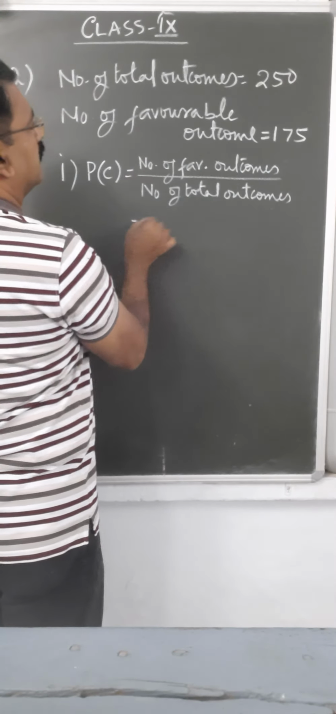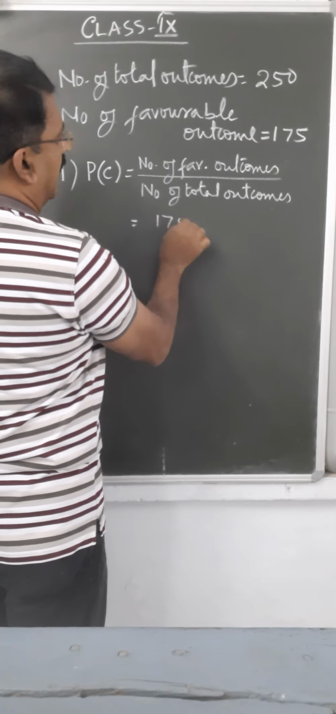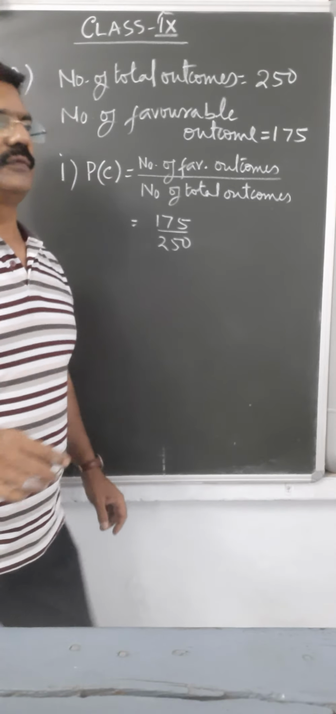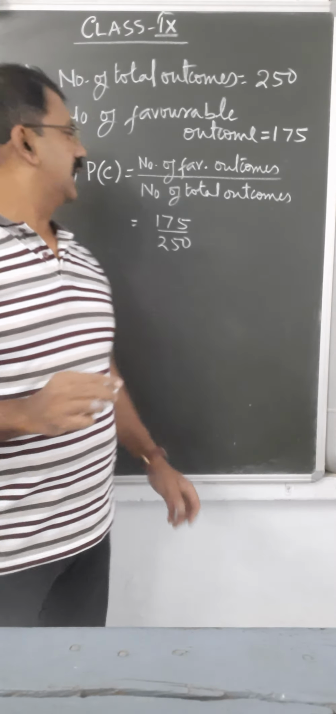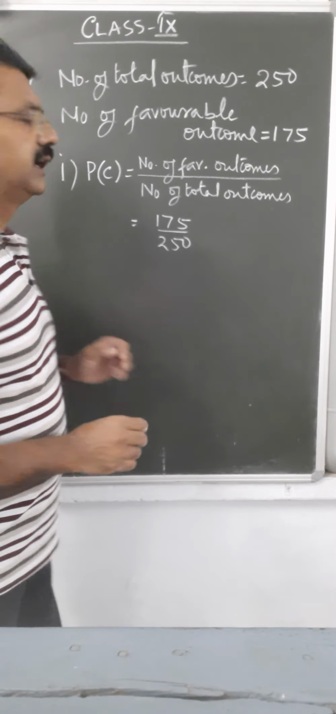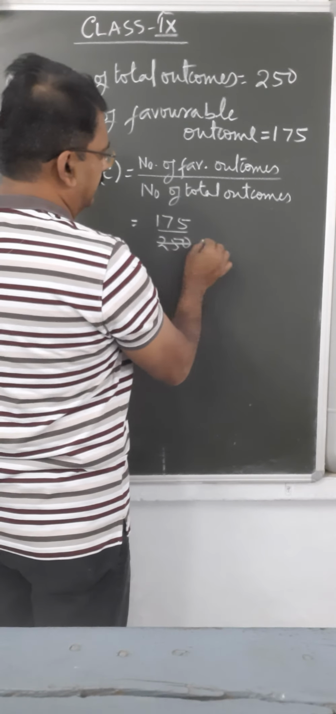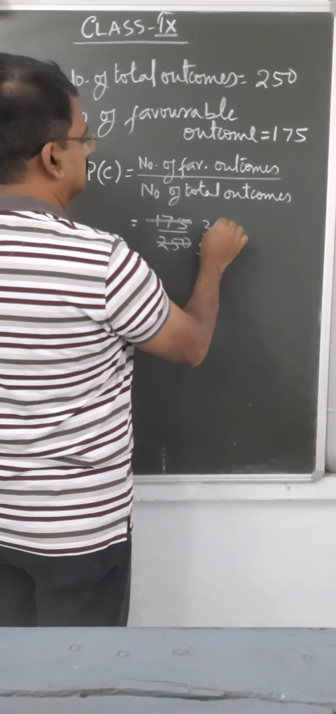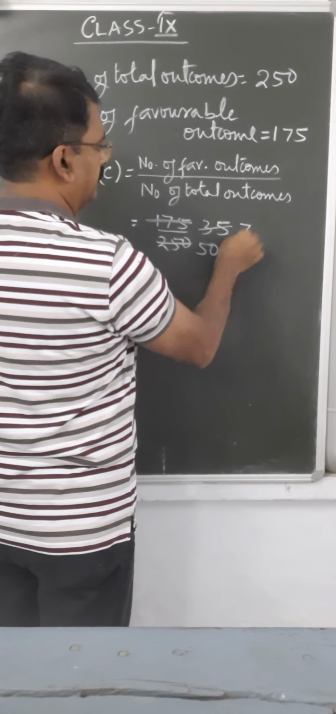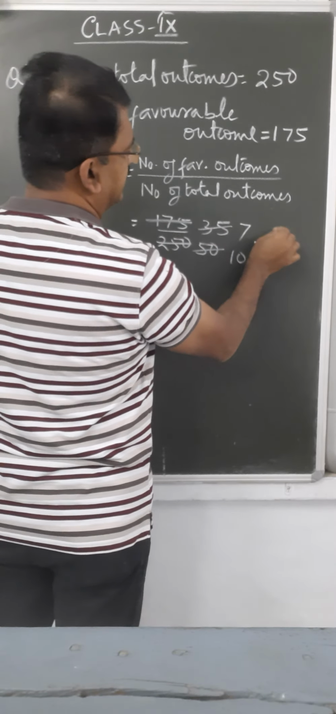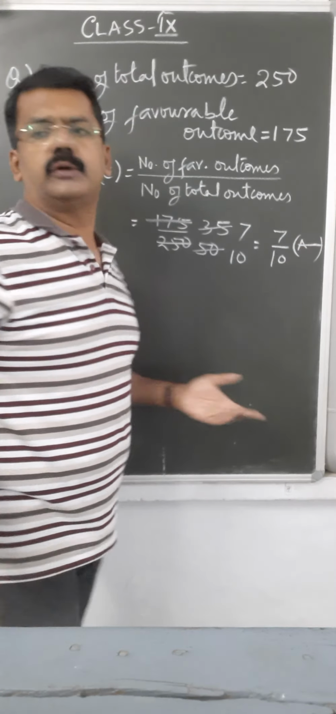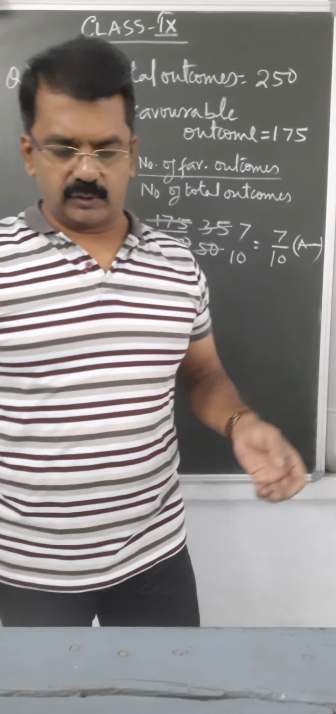Now the number of favorable outcomes is 175 and the number of total outcomes is 250. If you divide by 5, and again by 5, you can see the answer is 7 upon 10, or you can say 0.7 also.